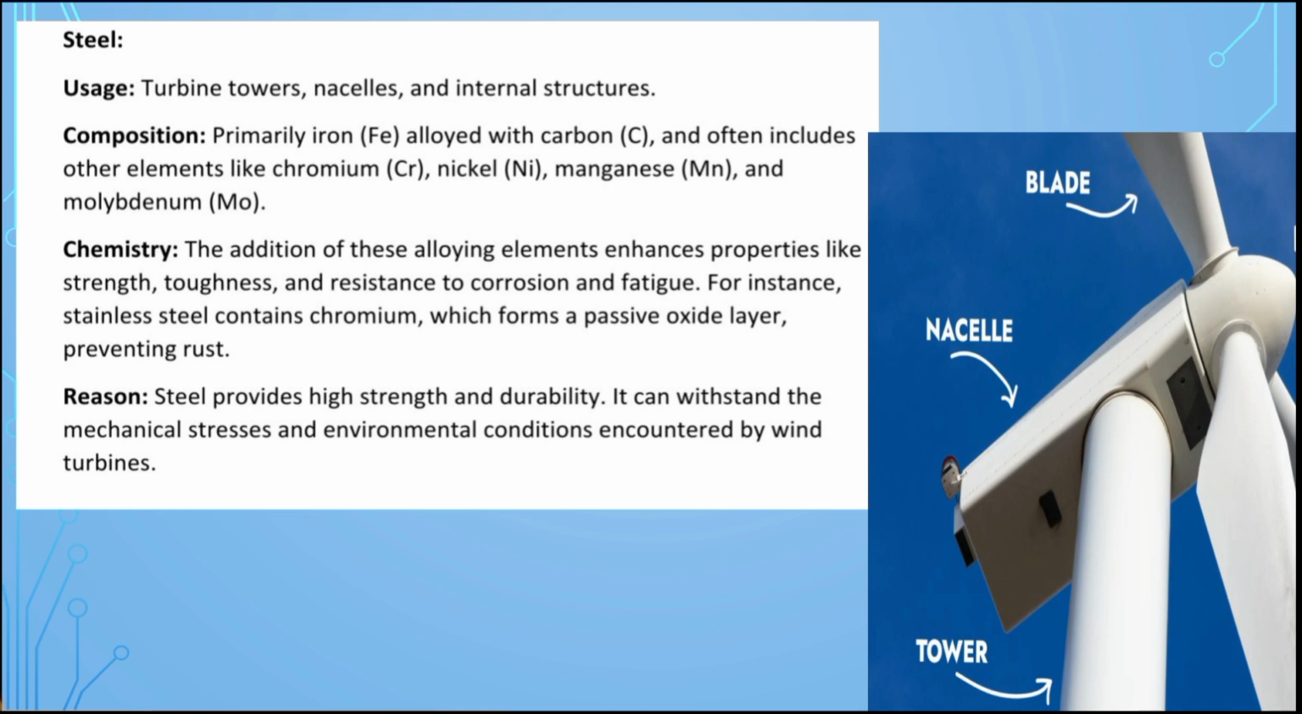Stainless steel mostly consists of chromium, which forms a protective oxide layer over the surface of towers and nacelles to prevent them from rusting. Steel provides high strength and durability. It can withstand the mechanical stresses and harsh environmental conditions that a wind turbine encounters.